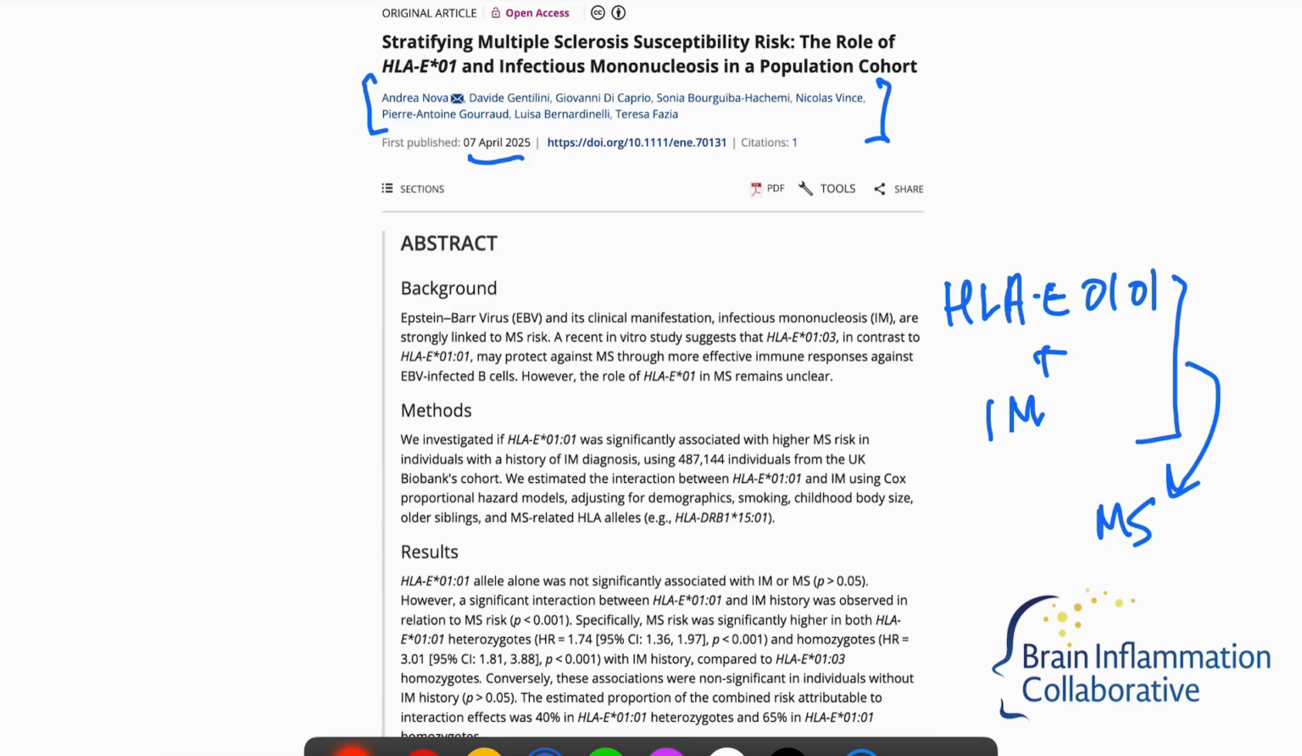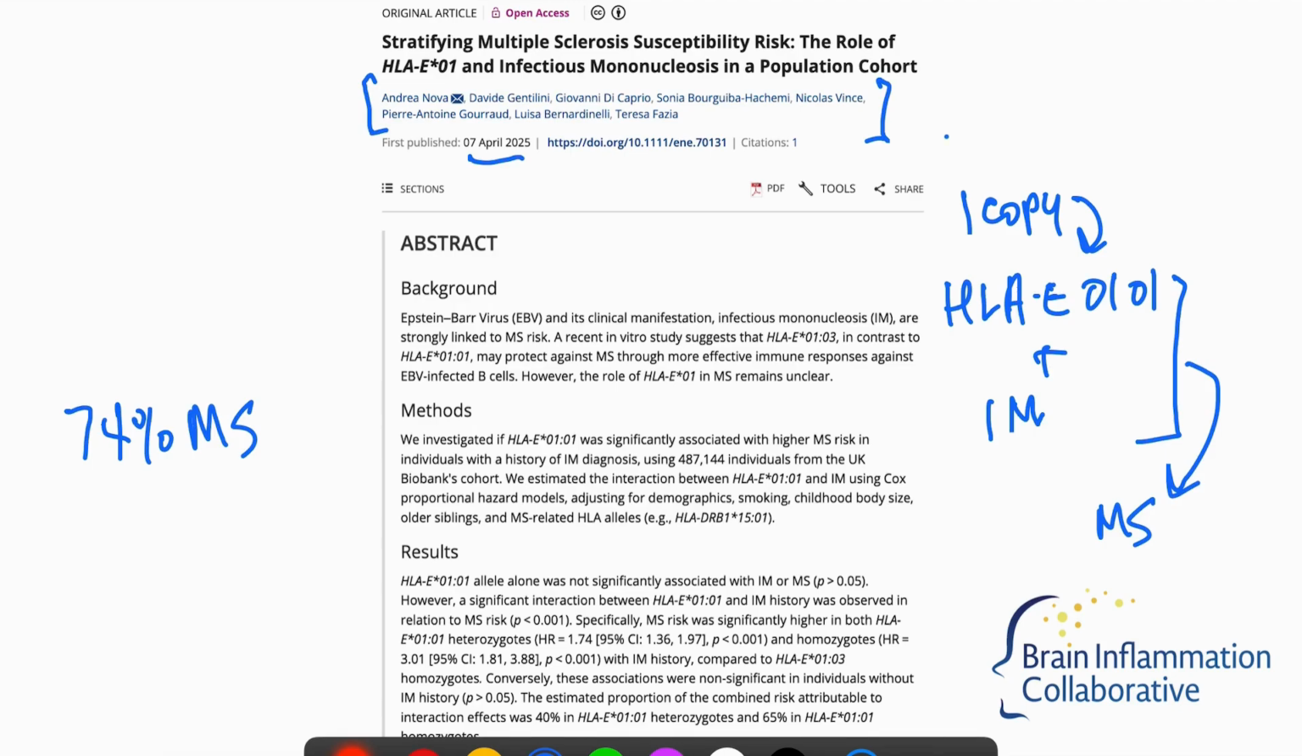So, for example, those who had just one copy of this HLA-E 0101 variant had a 74% increased risk of later developing MS compared to individuals without a documented case of infectious mononucleosis. So just having the HLA gene alone did not increase the risk of MS. It was only having the gene plus having a documented case of mono.